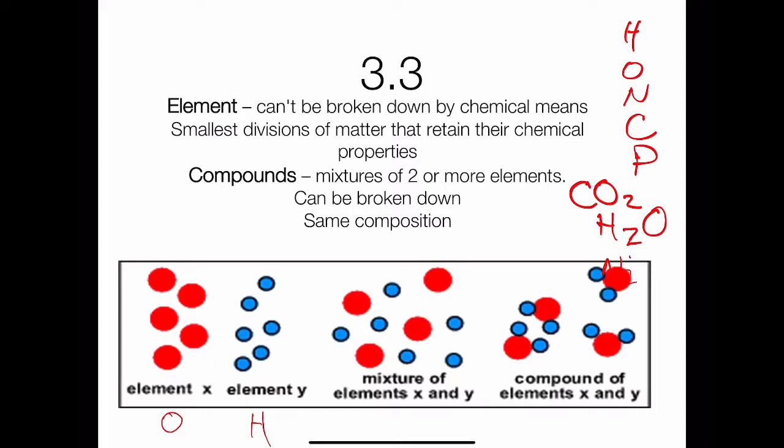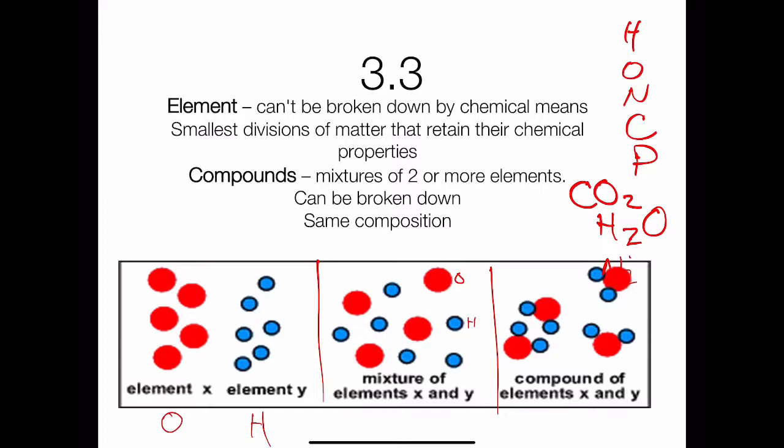In the middle here, we have a mixture of elements X and Y, or in other words, elements H and O. So these two are put in the same container, if you will, but they are not chemically bound to each other. Once we get to the point where they are chemically bound, we're talking about a compound. So that's the difference here. It's a mixture, but a mixture in the fact that they are chemically bound to each other. They are actually attached to each other.